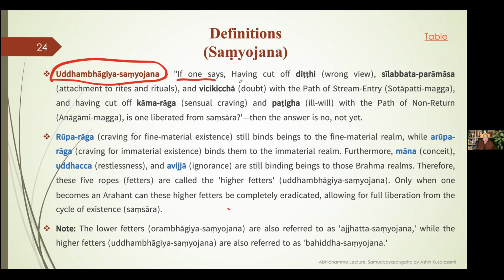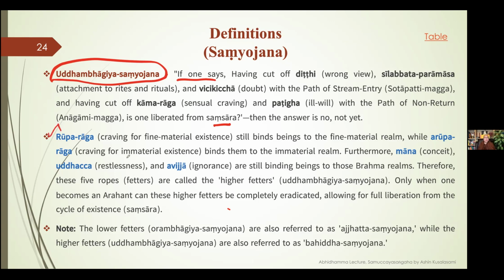So if one says, having cut off Ditthi, wrong view, Silabbata Paramasa, attachment to rites and rituals, and Vicikiccha, doubt, with the path of stream entry, Sotapatti Magga, and also having cut off Kama Raga, sensual craving, and Patigha, ill will, with the path of non-return, Anagami Magga, is one liberated from samsara? So then the answer is no, not yet. Because that individual still has Rupa Raga.